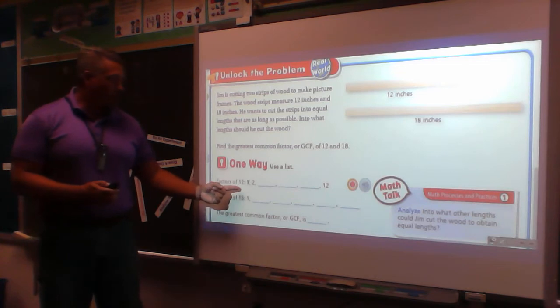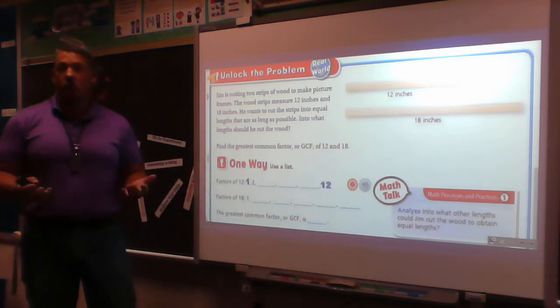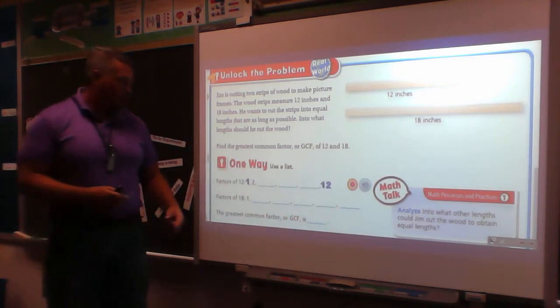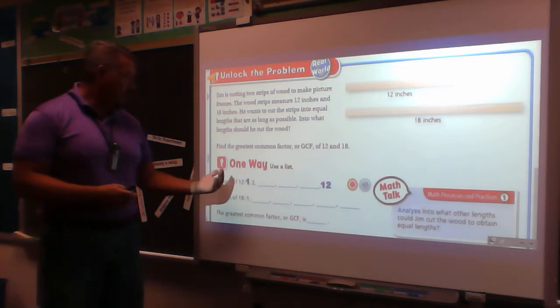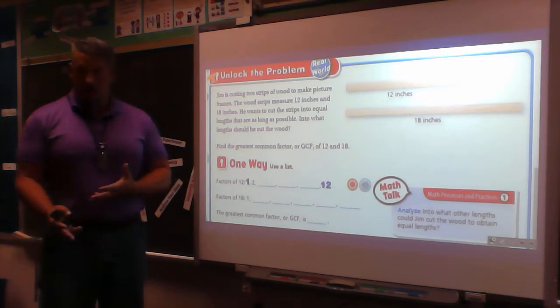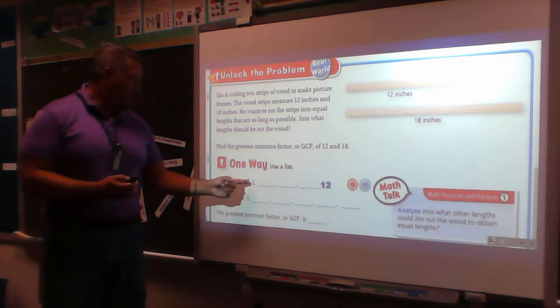So I know I'm going to have 1 and I'm going to have 12. Those are already in your book. Then I come back to the 2. That's my next counting number. Does 2 go into 12 evenly? It does, because it's even. So I'm going to have a 2.